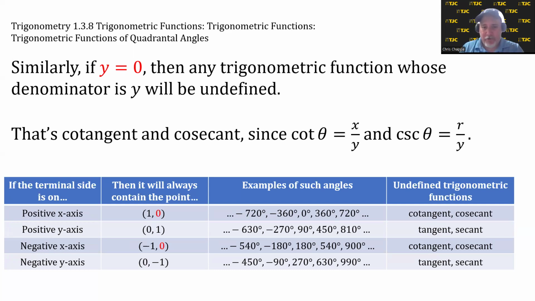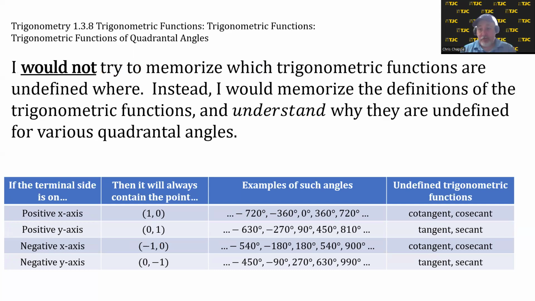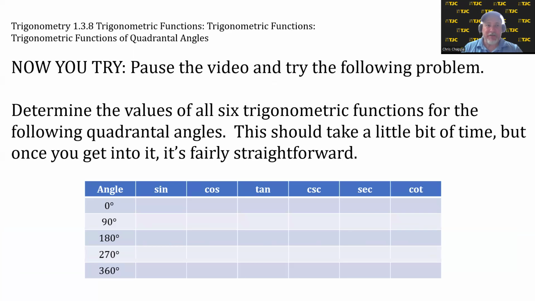Now, I don't expect you to memorize all this. I would instead memorize the definitions of the trig functions, which you need to do, and understand why they are undefined for various quadrantal angles. If you stop on an axis, your x or y is 0, which means that any trig function that has a 0 in the denominator, x or y, is undefined.